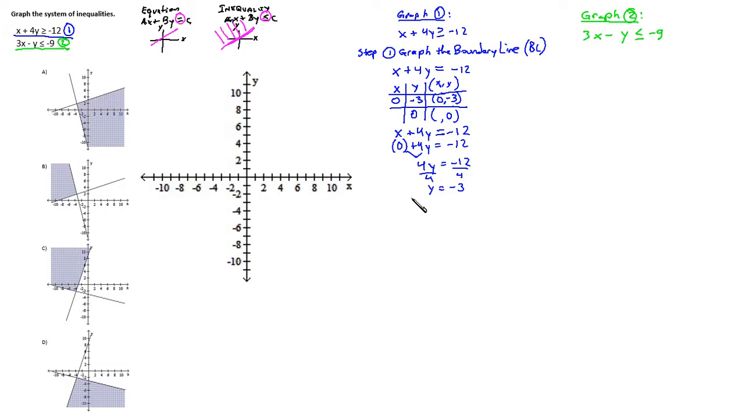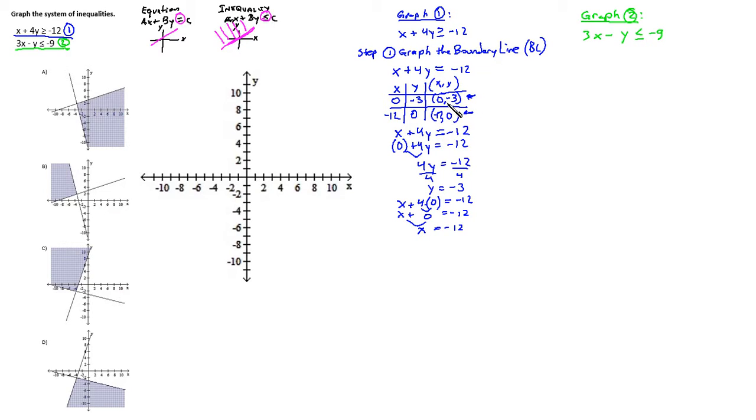Now we're going to find the other intercept. We're going to use x plus 4y equals negative 12, and this time we're going to put a 0 in for y. 4 times 0 is 0. x plus 0 is x, equals negative 12. So the x-intercept is happening at negative 12. And we can go graph these 2 points and connect those with a line.